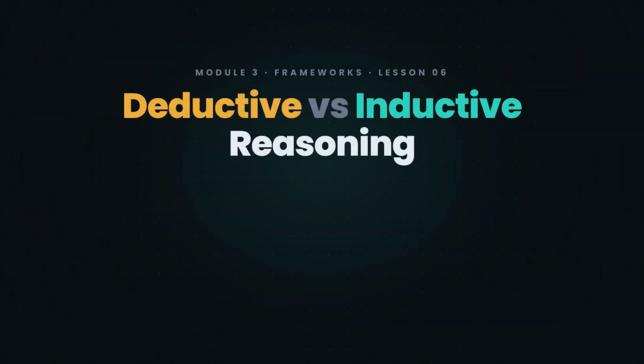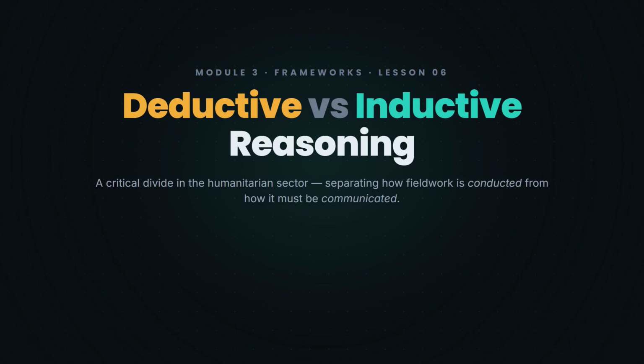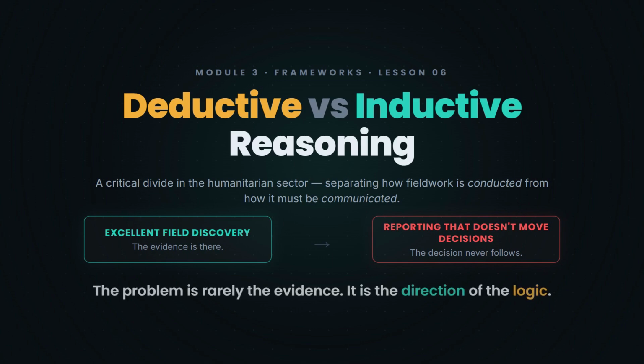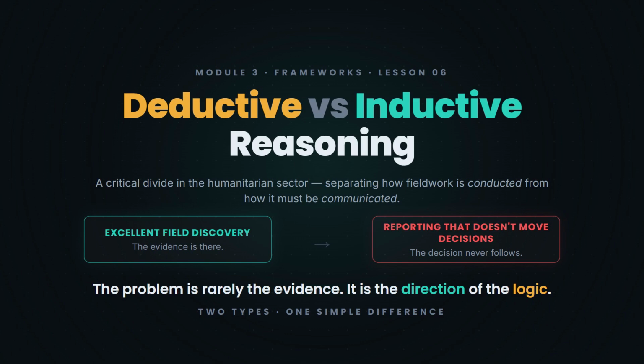Deductive versus inductive reasoning. Today, we are clarifying a common gap we all face. We often do excellent field discovery, but our reporting can still fail to move decisions. The reason is usually not the evidence, it's the direction of the logic. There are two types and one simple difference.